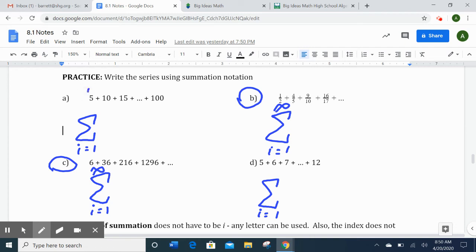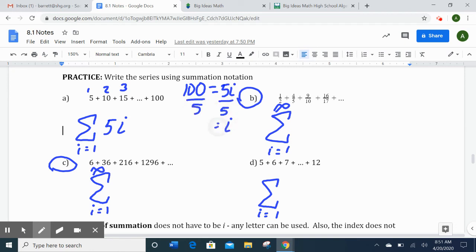So the first term is 5, the second term is 10, and the third term is 15. So the rule is 5i. So I have to say, what term is 100? It's not the fourth term. 20 is the fourth term. 25 is the fifth term. So what's 100? What term number is that? 100 divided by 5, 20.